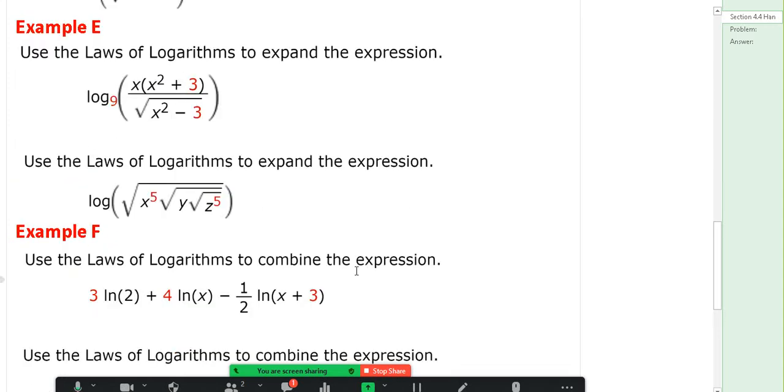Here's a couple other ones that are a little bit more challenging. So, let's see on these. I'll start with the one here. Log base 9 of x times x squared plus 3 over the square root of x squared minus 3. So give me a second to copy that down. Log base 9 x times x squared plus 3 over square root of x squared minus 3.